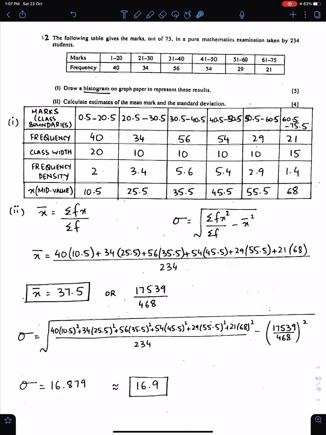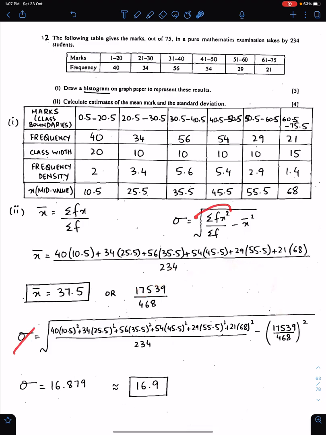So fx, this is f and this is x. So fx is here. You just need to take the sum of the product of these numbers, this with this, and divide by 234. So this will give you mean. This is the exact answer. We'll use this answer in later part.